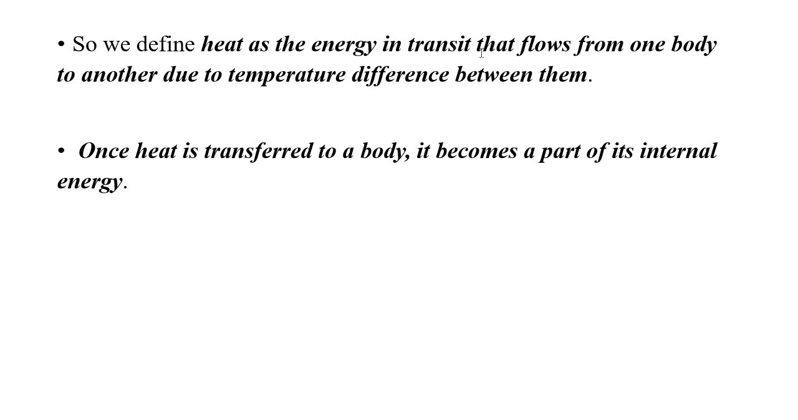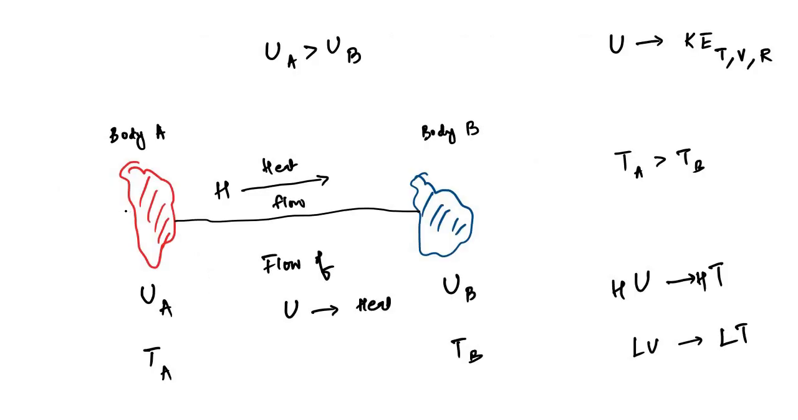So we can define heat as the energy in transit that flows from one body to another due to temperature difference. And once the heat is transferred to a body, it becomes a part of its internal energy. So when energy is transferred, the internal energy of the body to which it is being transferred rises. Here internal energy of body A goes down, and internal energy of body B goes up, and as a result temperature of body A also goes down, and temperature of B goes high.